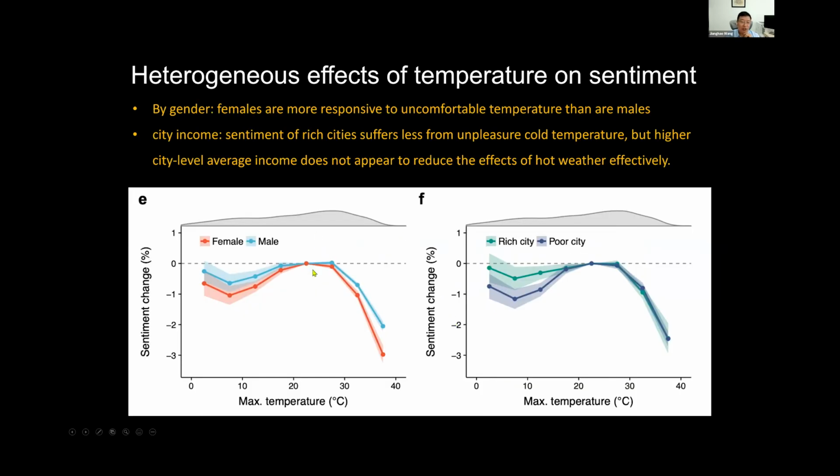Interesting heterogeneous effects of temperature on sentiment. For example, we found females are more responsive to uncomfortable temperatures than males, and the sentiment of rich cities suffers less from unpleasant cold temperatures, but higher city level average income does not appear to reduce the effect of hot temperatures. Although they are rich cities, they follow similar patterns to the poor cities.